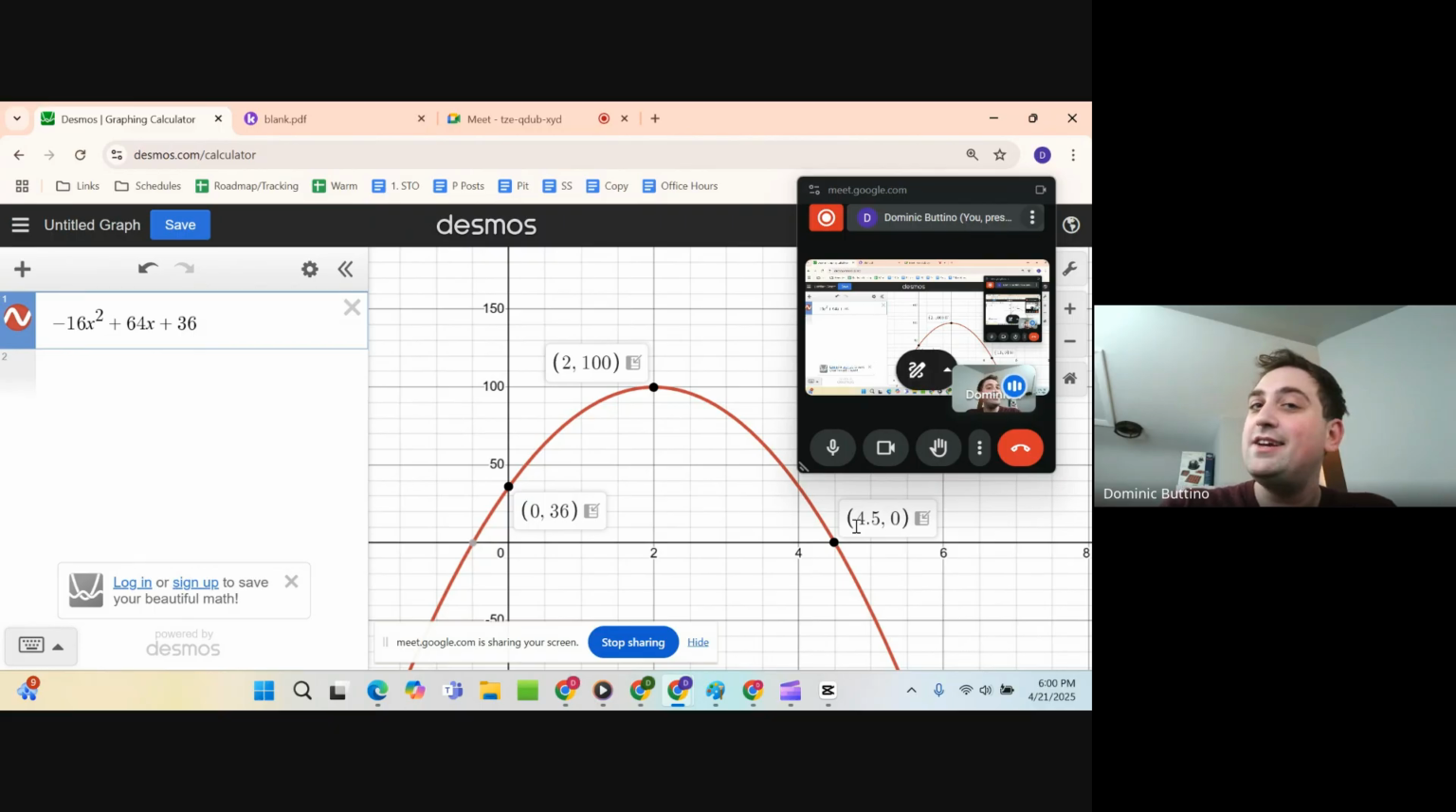Another word for that is zeros. And another word for that, can you think of it? Is roots. If you were told to find the roots of an equation, you'd be finding the zeros.